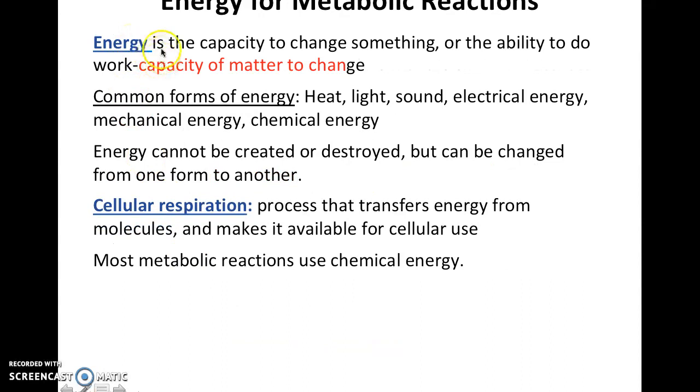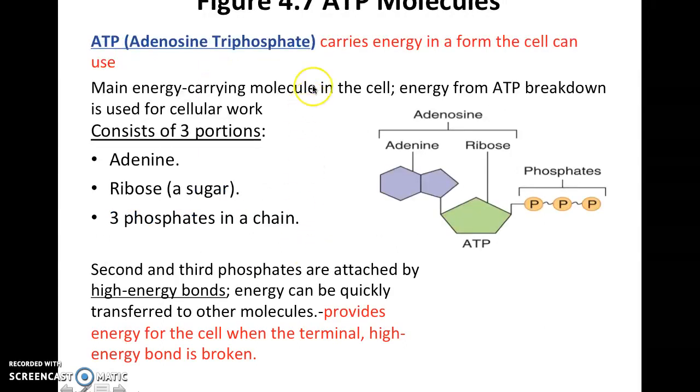The definition of energy is simply the capacity of matter to change, the ability to do work. And common forms of energy include many different things: heat, light, sound, mechanical and chemical energy. And we remember from elementary school, energy cannot be created nor destroyed, but it can be changed from one form to another. So we're going to talk about cellular respiration and the use and production of chemical energy in the body. So first we're going to mention the molecule adenosine triphosphate.